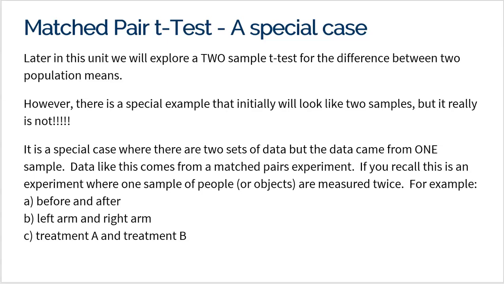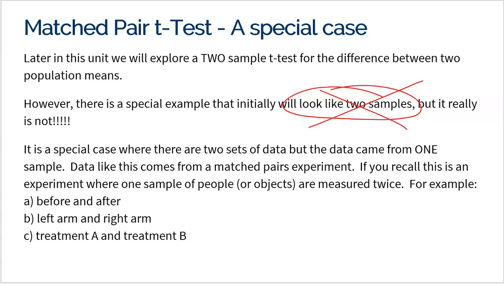I'm not doing that right now. But in this special example, initially it does look like you have two samples, but you really don't. And that's kind of the hard thing with this, that you need to identify that it's going to look like there's two samples, but there's really not two samples, because there's only one sample that you just looked at twice. And that's where the matched pair comes in.